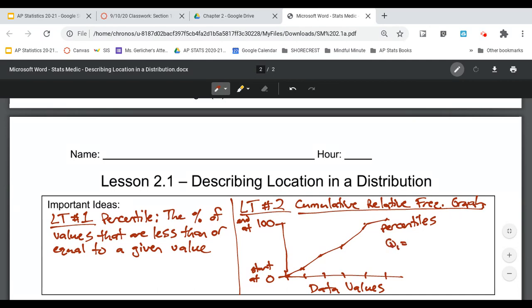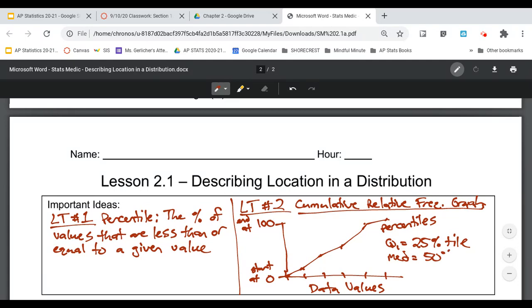1 is always at the 25th percentile. It is 25% of the way into the data. It's a quarter of the way into the list of numbers. So quartile 1 is always at the 25th percentile. That's a shorthand way to say percentile. The median is at the 50th percentile.